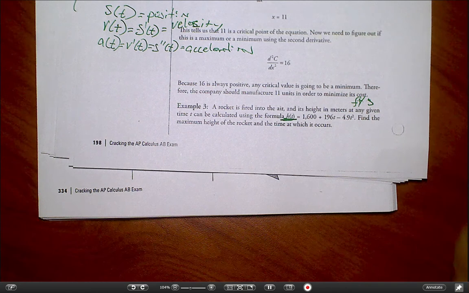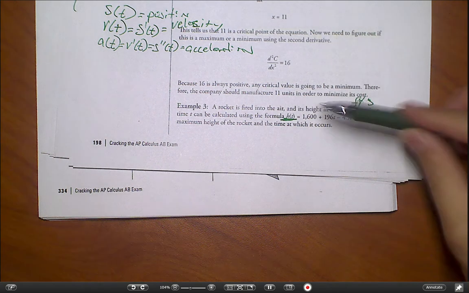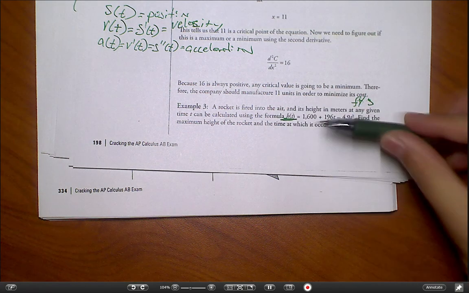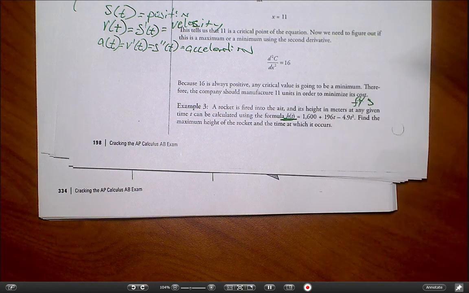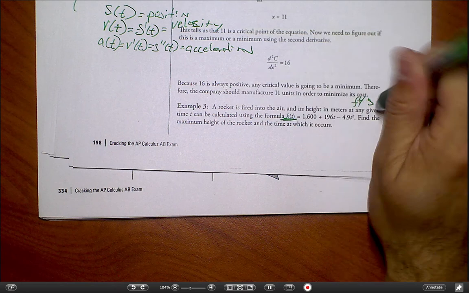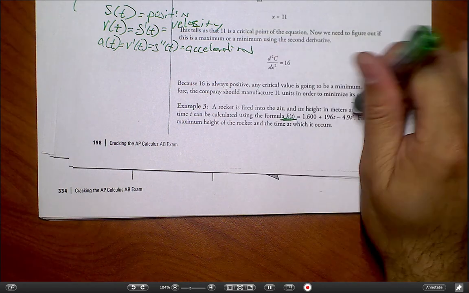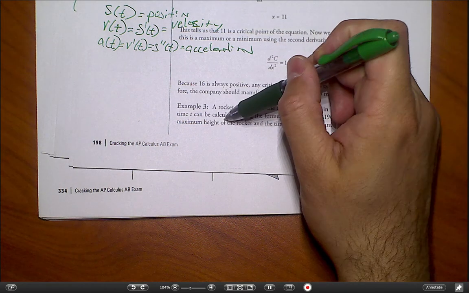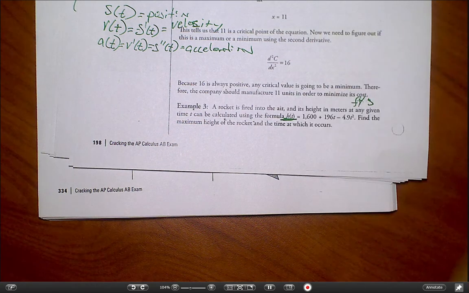So there's a hierarchy of that. While you're reading through the question, that's important to actually do. Make sure you know what you're doing. So, calculated using the formula here. Find the maximum height of the rocket and the time that this is going to occur.